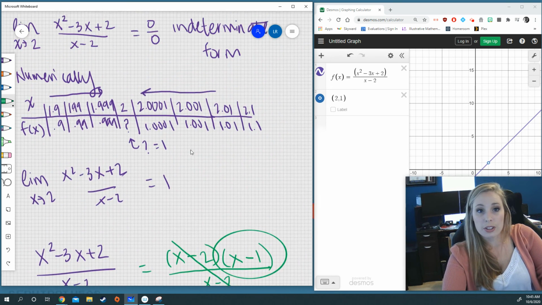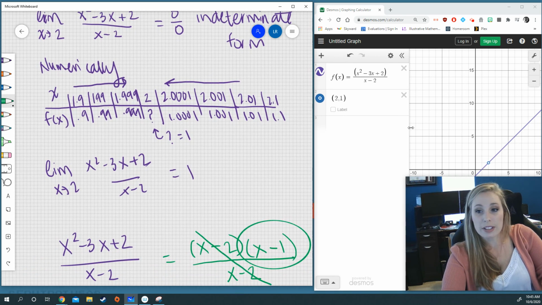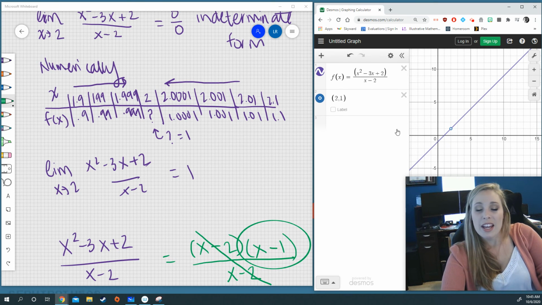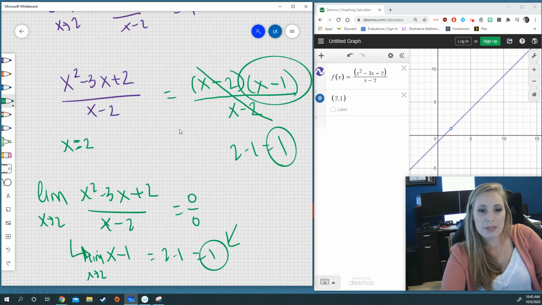So, numerically, you make a table, and you get as close as you can to that value. Graphically, you graph it, and you approach it on the left and on the right, and if it is approaching the same value, that value is the limit. And algebraically, you see if there's a way for you to simplify. And if you can simplify, then you plug the value the limit is approaching into your simplified expression.